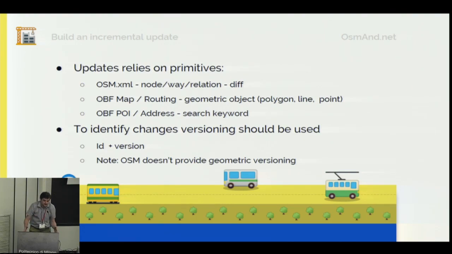Also, to identify the changes, you need to have versioning, but versioning not of OpenStreetMap, but on your primitives. So in our case, we could translate ID plus version to our primitives, but that comes with a problem: when you change a node in a line, it changes geometry, but it doesn't change any versioning on the line in OpenStreetMap because the way stays untouched. That creates a problem, and that's why you need to come up with a different versioning mechanism.